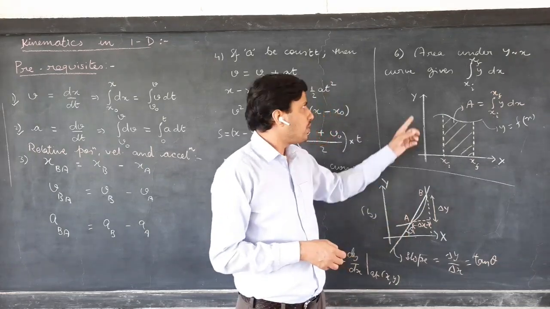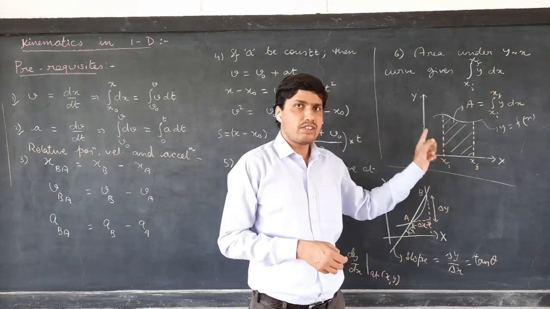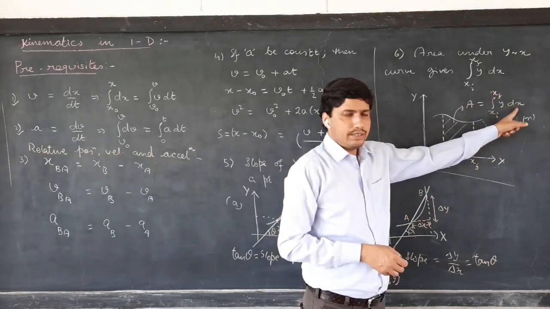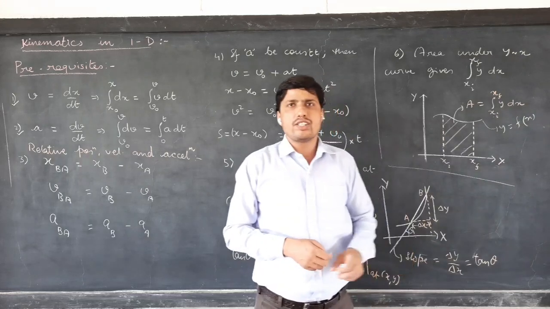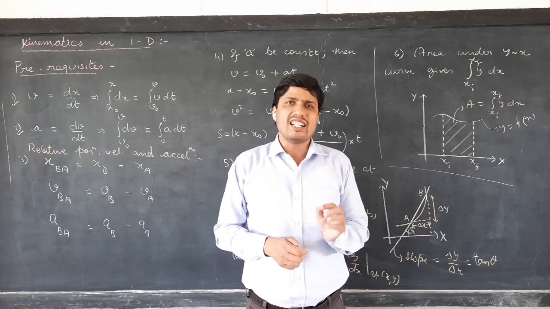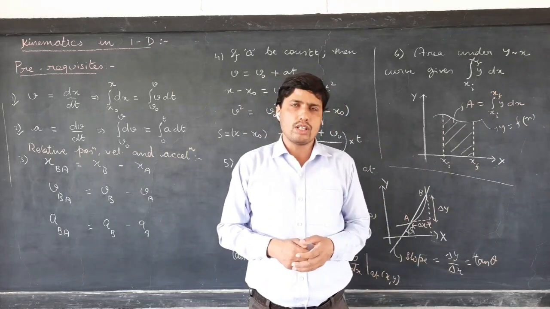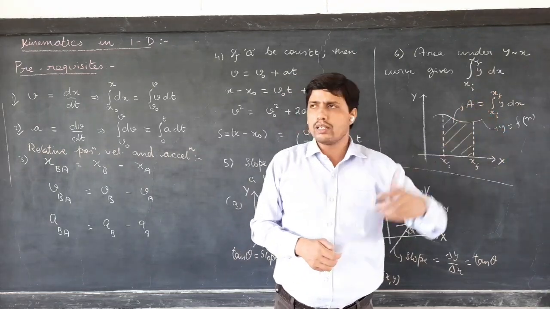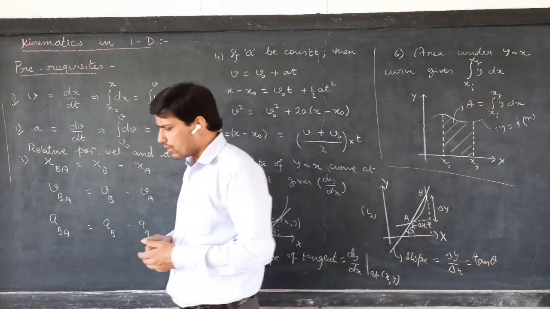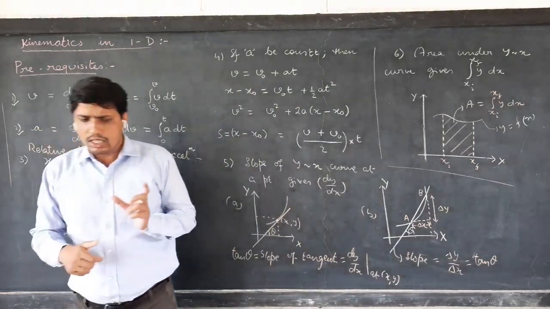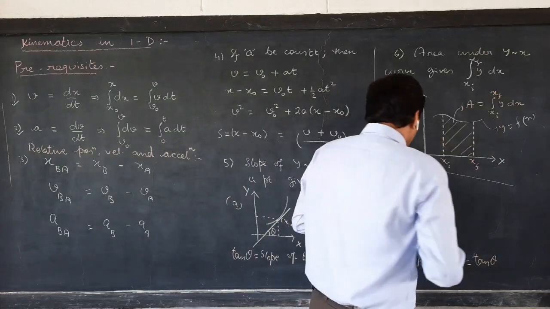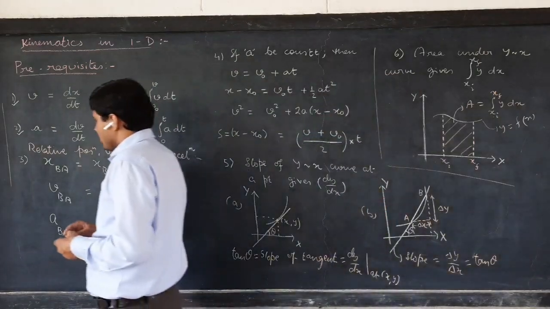Likewise, if we have an acceleration time graph, an at graph, this area would be the integration of a dt, and the integration of a dt will be dv, a change in velocity. If you integrate it from some initial time ti to some final time tf, you will get the net change in velocity during that particular interval. So these are the concepts of slopes and area based on that.